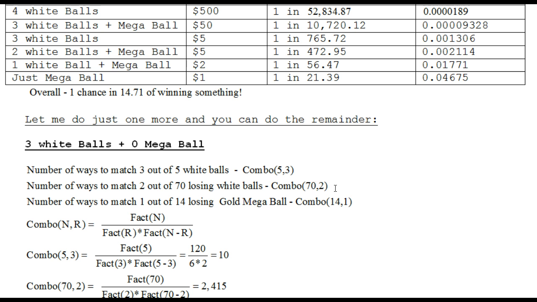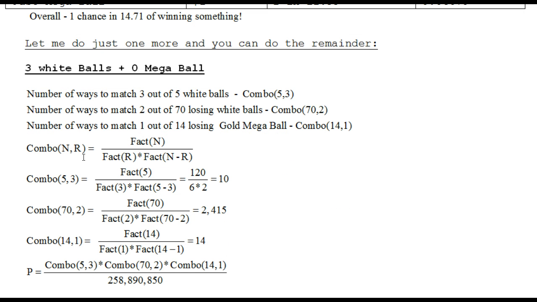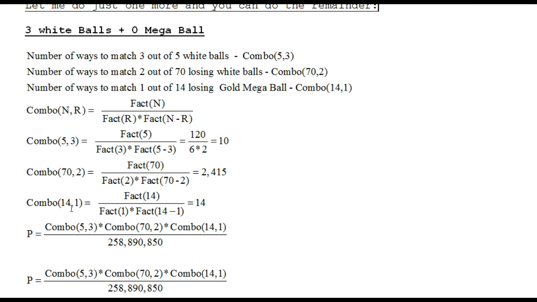5 from 75 is 70, so we picked 2 of the losing 70 balls. So we got to figure that combination, okay? And that combo is 70, 2. And the number of ways to match 1 out of the 14 losing megaballs, we missed that also. That's 14, 1. And we plug these into our equation, which I did here. And combo 5-3 is fact 5 divided by fact 3 times fact 5 minus 3. Okay? And that's equal to 10. And I did it for 70 and 2. That's equal to 2415. And I did it for 14-1. That's equal to 14. And then I put those in my numerator.